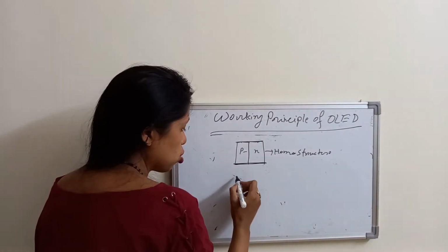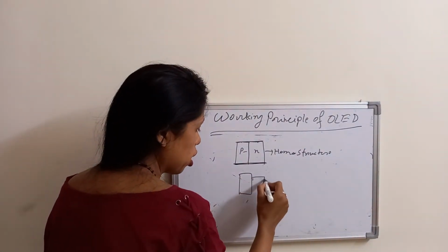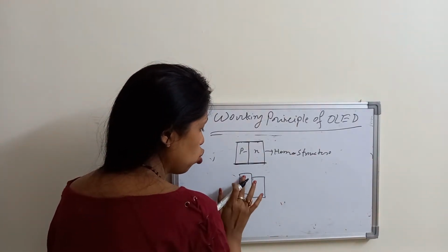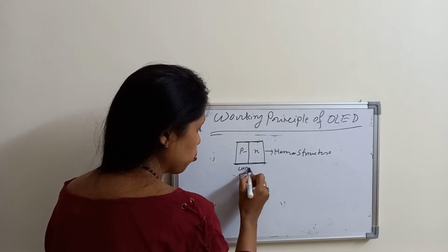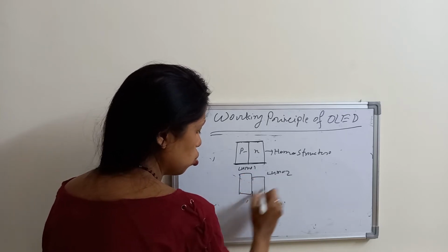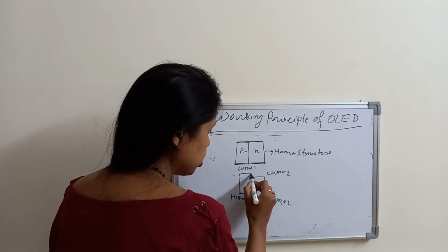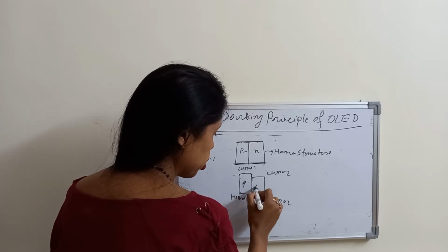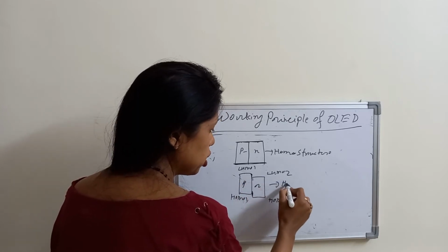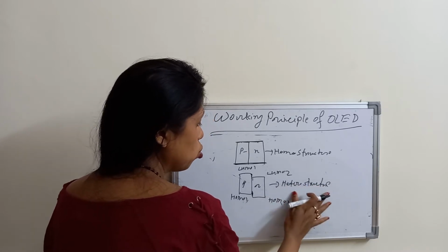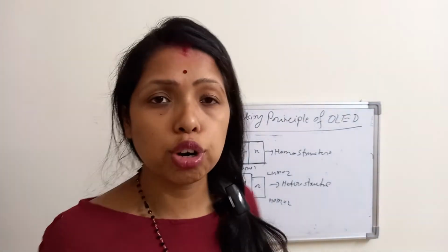right? But in the case of the heterostructure, I have to apply different HOMO and LUMO levels. So this is LUMO 1, LUMO 2, HOMO 1 and HOMO 2. So there is an energetic gap at the interface of the p-type and n-type semiconductor. So this is known as a heterostructure. We can use different kinds of heterostructure for getting higher performance, long lifetime and high brightness of the LED.